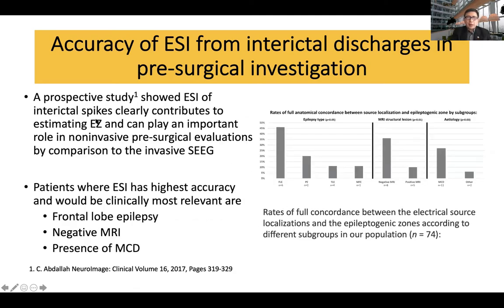There is a prospective study showing that ESI of spikes clearly contributes to estimating the epileptic zone and can play an important role in non-invasive pre-surgical evaluation, by comparing it to invasive stereo EEG. There are patients in whom ESI has a high accuracy and would be clinically relevant, in particular groups like frontal lobe epilepsy. This study showed that the frontal lobe has highly concordant data with ESI, with negative MRI scan, and also the presence of malformation of cortical development.